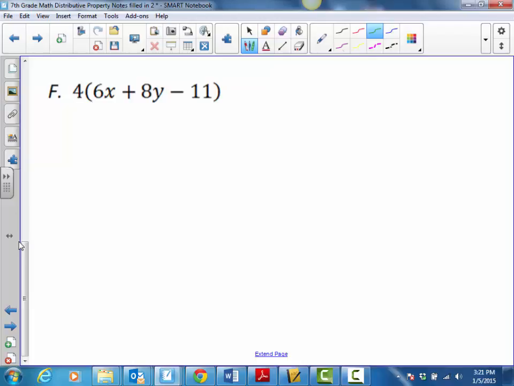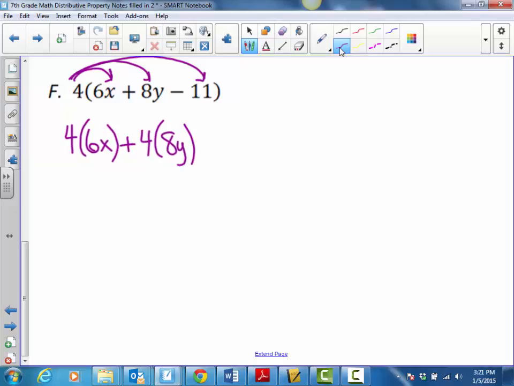Last one has 3 sets of numbers to multiply by. So I'm going to multiply 4 by 6x, 4 times 8y, and 4 times negative 11. 4 times 6x plus 4 times 8y, and I'll write this one as minus 4 times 11. Four times 6x is 24x. 8 times 4 is 32, so I have 32y. And negative 4 times 11 is negative 44.